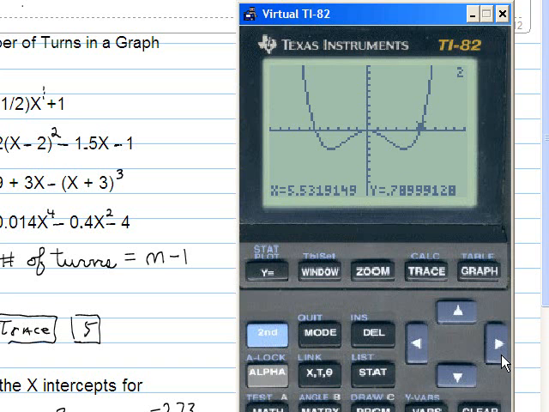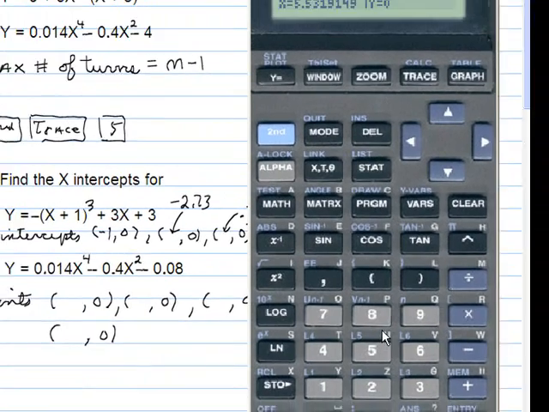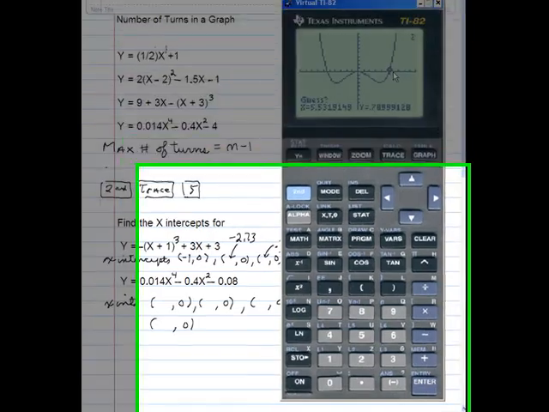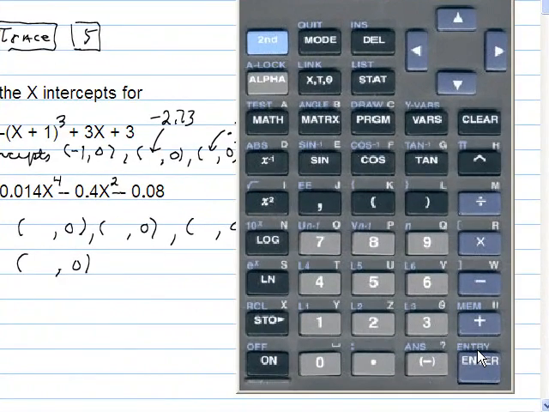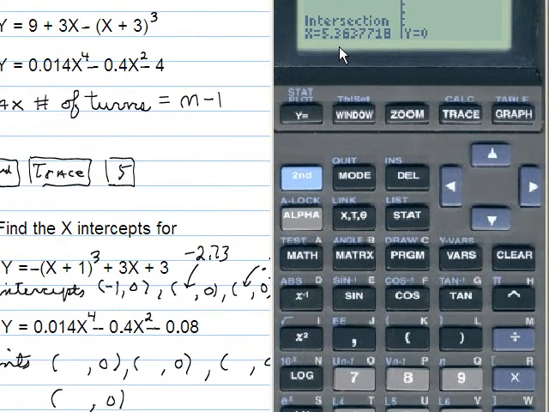Now I'm kind of close to it, and so I want to do my second trace 5. So I go second, trace, 5. And that's going to find a point of intersection, and it says, what's the first curve? Well, the one that we're on here is curve 1. So I hit enter, and I want to see how that intersects with curve 2. So I hit enter. It says, give me a guess. Well, I'm already close to the cross point, so I hit enter again. And it tells me that when y is 0, x is 5.36.